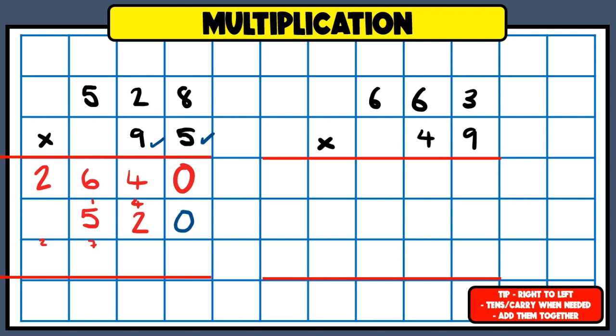And then 9 times 5 is 45. 45 add 2 is 47. Squeeze that in at the end. And then we've got my 7 there. There we go. Okay, now for the final step.